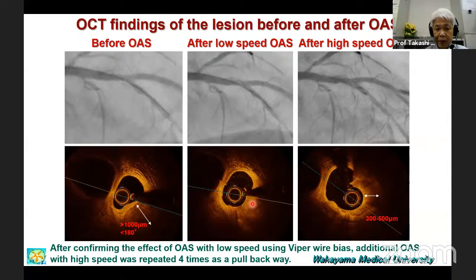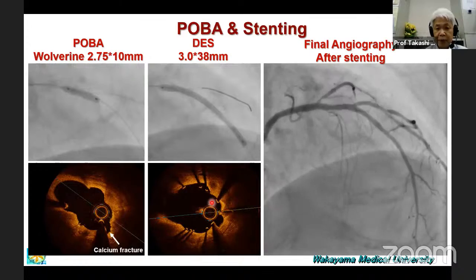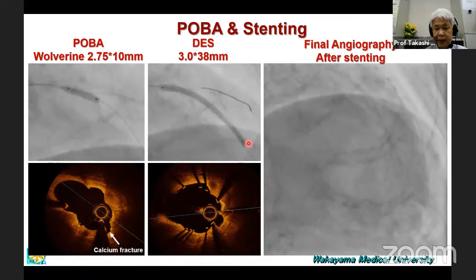So we try to use an orbital atherectomy by using wire bias. And initially, we did a low speed pullback way and check the ablation possibility. Wire is here, and this is good. Therefore, we did a high-speed pullback several times and get a good ablation, right? And then we could put a stent, and the result is this, right?